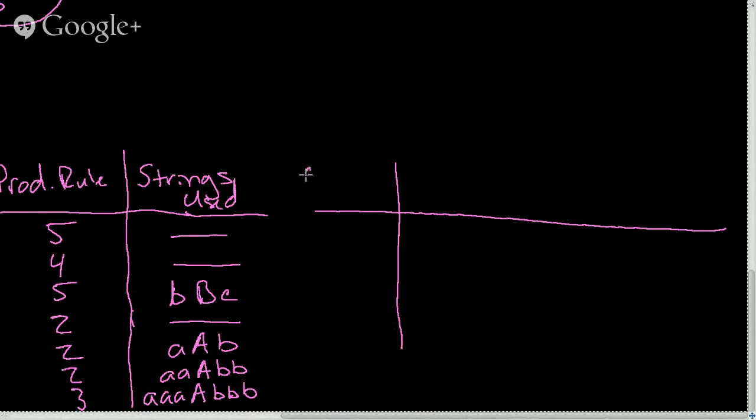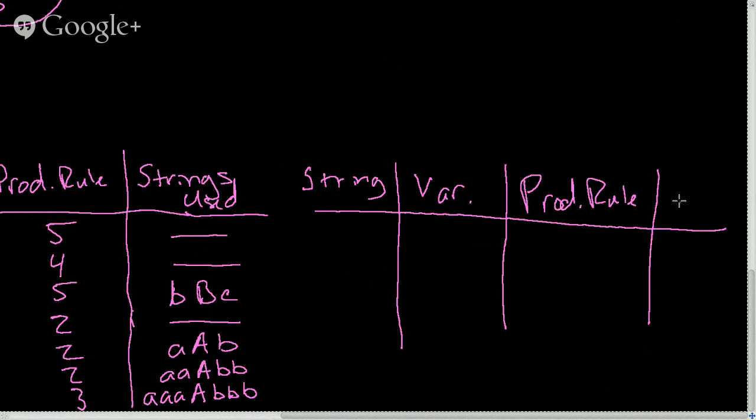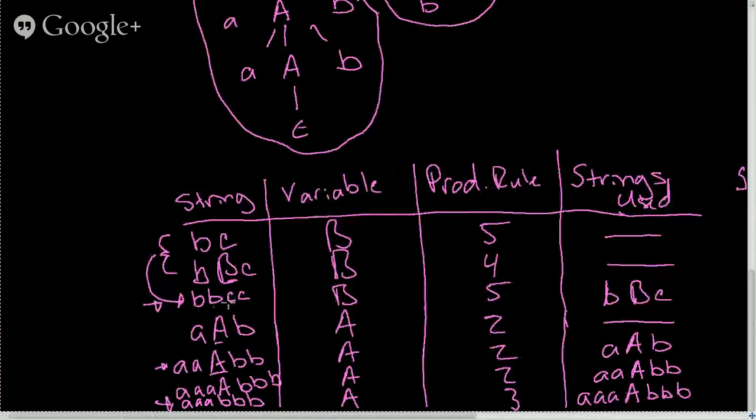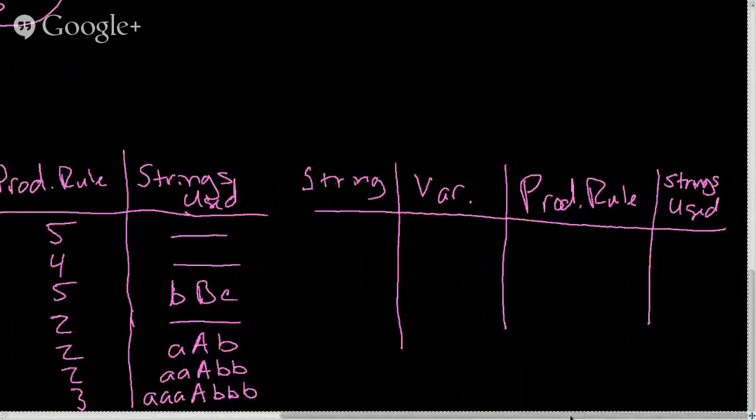But it's our last one here. String, variable, our production rule, and strings used. And so our final string, we're just going to combine, again, this string right here and that string right there. And it's going to be a, B, B, B, B, B, C, C. And the variable that we can use to combine those two strings is S, and it's production rule 1.